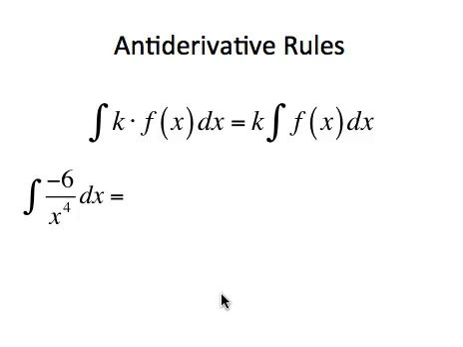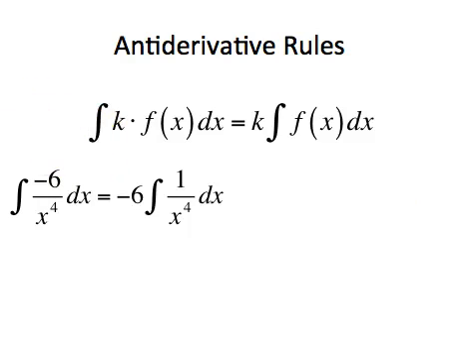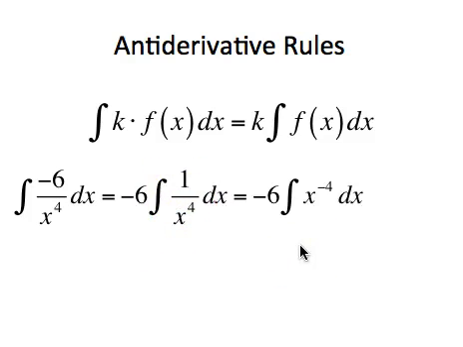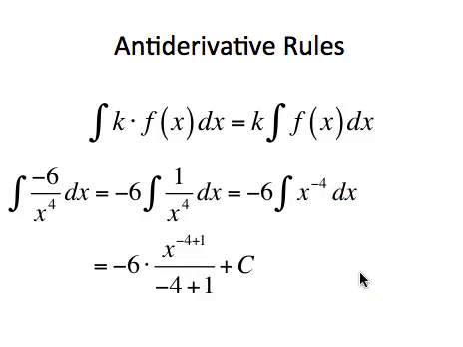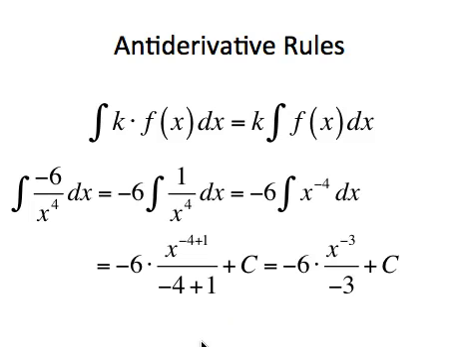Let's look at another one. How about the antiderivative of negative 6 over x to the 4th with respect to x? We're going to pull the negative 6 out in front. And then we want to use our power rule, so let's rewrite 1 over x to the 4th as x to the negative 4th. And then we use our power rule, x to the n plus 1 over n plus 1: x to the negative 4 plus 1 over negative 4 plus 1, all multiplied by negative 6. So that's negative 6x to the negative 3rd over negative 3 plus c.